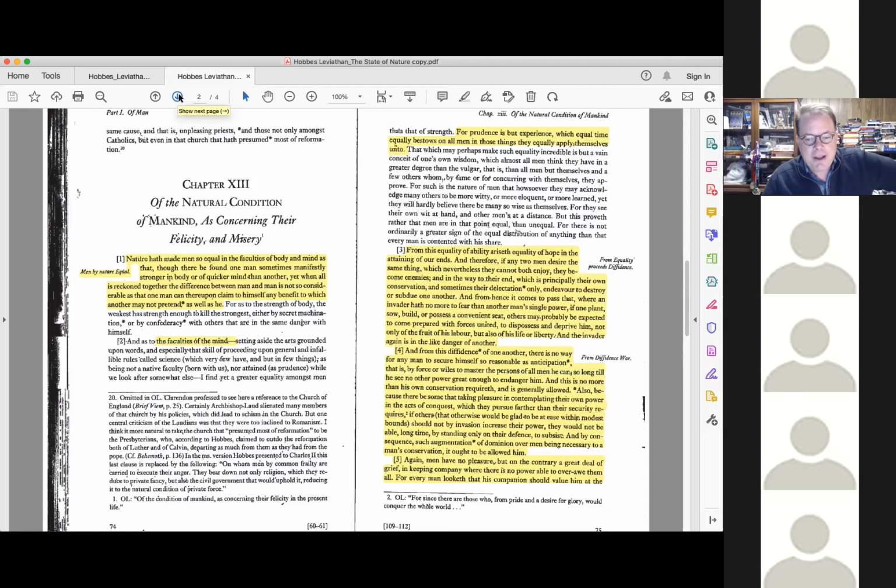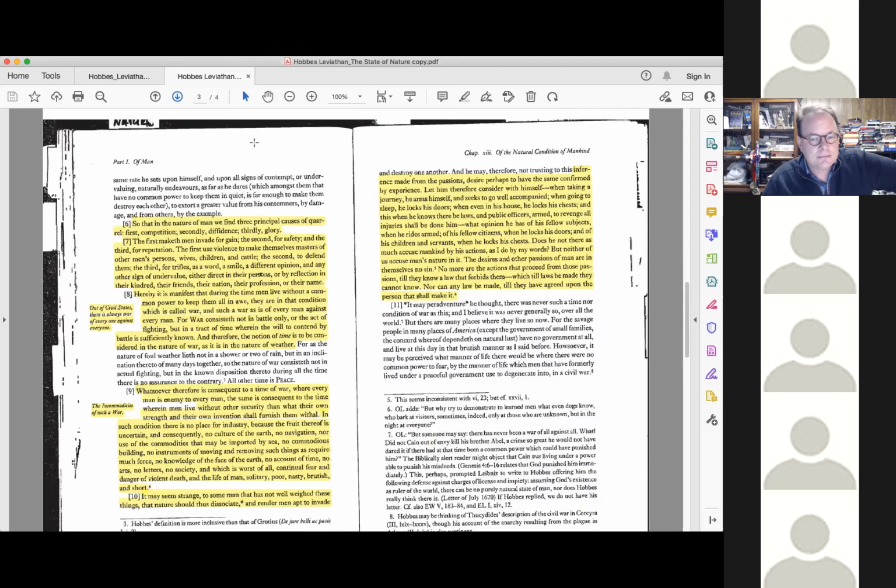For every man looketh that his companion should value him at the same rate he sets upon himself, and upon all signs of contempt or undervaluing naturally endeavors, as far as he dares, which among them that have no common power to keep them in quiet is far enough to make them destroy each other, to extort a greater value from his contemners by damage, and from others by example.